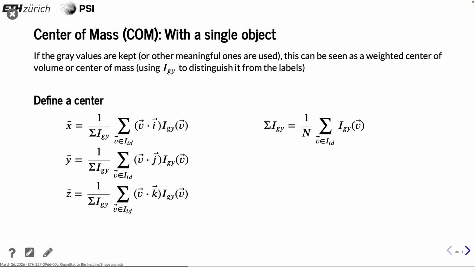Then we can also compute the center of mass, which is more or less the same thing, but this time we also add the gray level of each item or each pixel within the item. And if you have a flat object, it's the same as the center of volume, but if you have fluctuations within the object, then you can see that there is a shift.